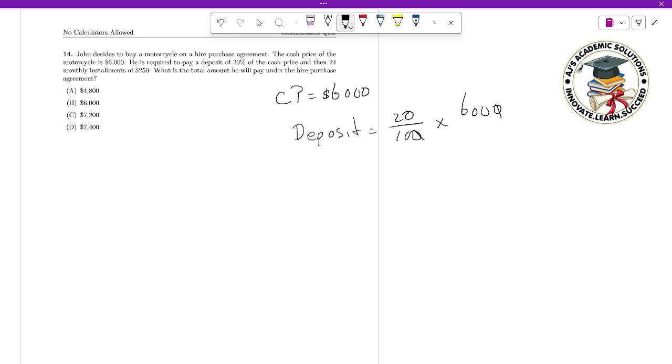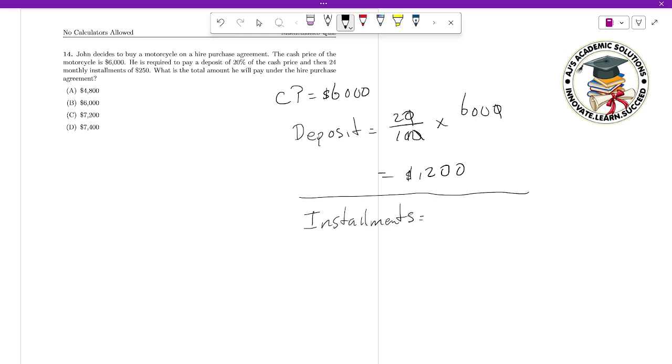So we cancel here, 2 noughts, 2 noughts, 2, 6, 12. So what we are able to understand from this right here is that he actually has to pay $1,200 to say now that he will have this motorcycle in his possession. So then we're told that he has to pay $250 for 24 months. So this is the installment aspect now.